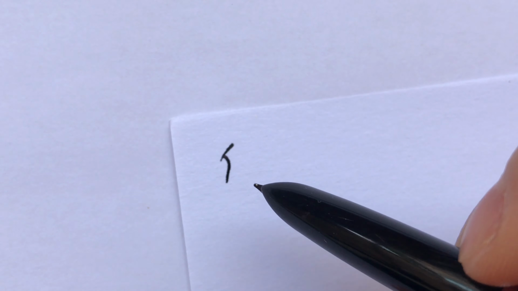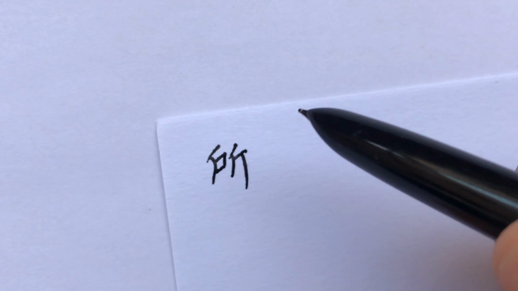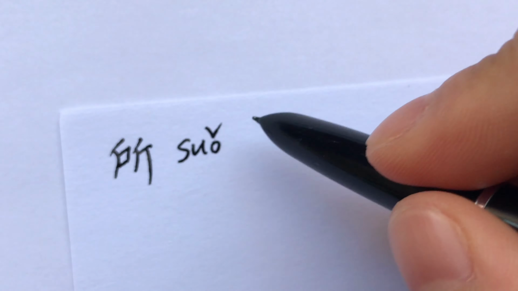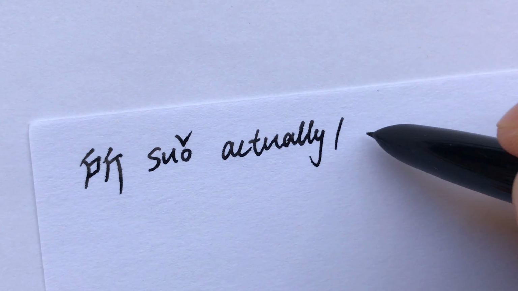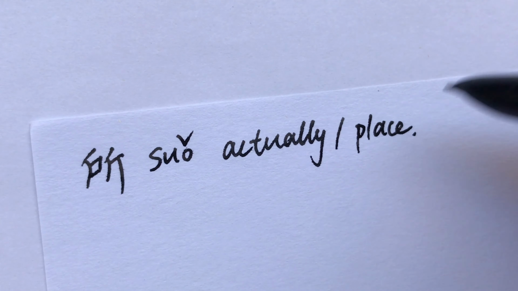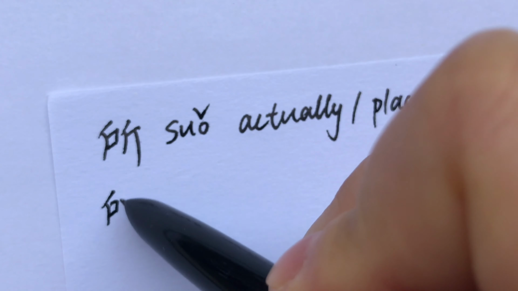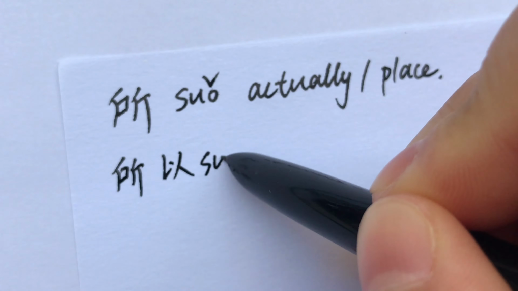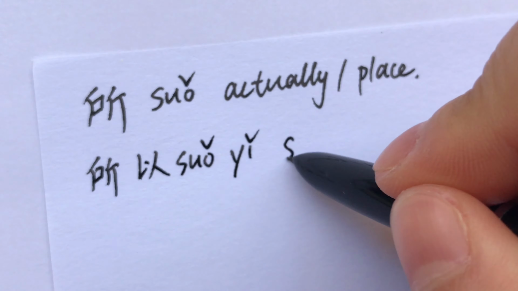所. Actually, place. For example, 所以. 所以 therefore, so.